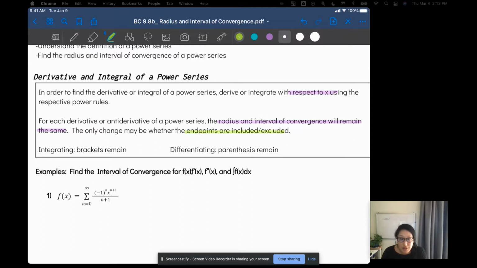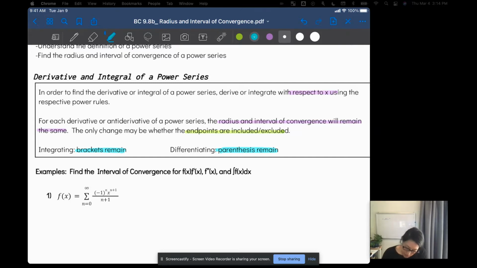There's a couple tricks, okay? When you're integrating, a bracket will remain a bracket. So if the endpoint started as a bracket, it will stay a bracket. And when we're differentiating, if your endpoint started as a parenthesis, it'll stay a parenthesis. So we only have to test some endpoints, okay?